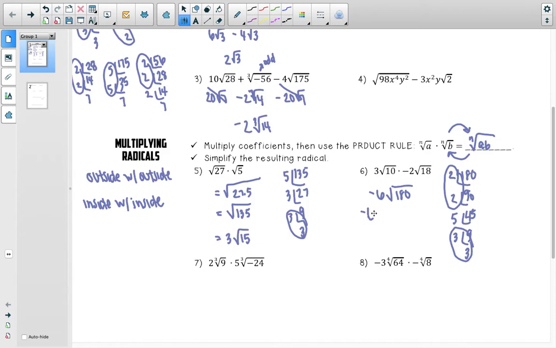So I'm just going to write this out. We have negative 6 times 2 times 3 times the square root of 5. So 2 and 3 is 6. 6 times 6 is 36. So you get negative 36 square root of 5. And that's all it is. Okay, that's all it takes.